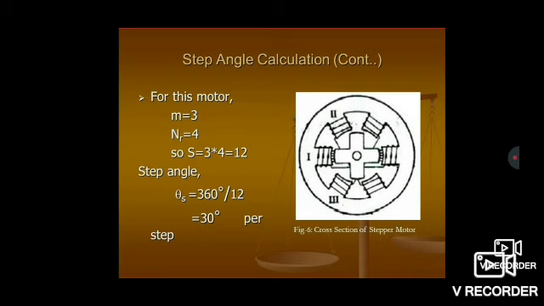Then step angle calculation for this motor. See the diagram. m equal to 3, nr equal to 4. There are 3 phases, therefore m equal to 3, that is 6 poles. nr, the number of poles in the rotor, is 4. So, s equal to 3 into 4, that is equal to 12. Therefore, the step angle theta s is equal to 360 degree divided by 12, equal to 30 degree per step. So, that is the step angle calculation.